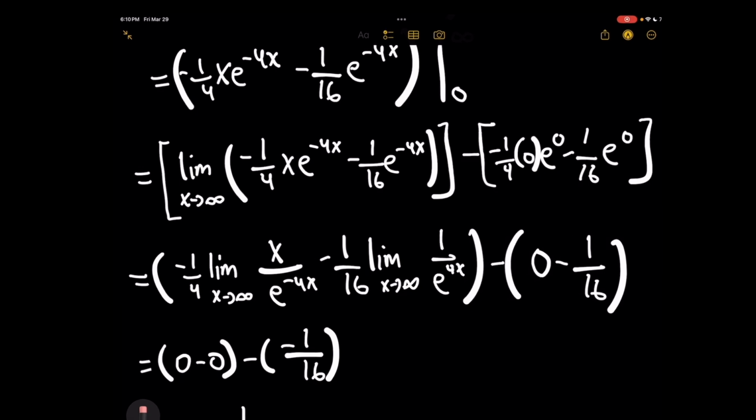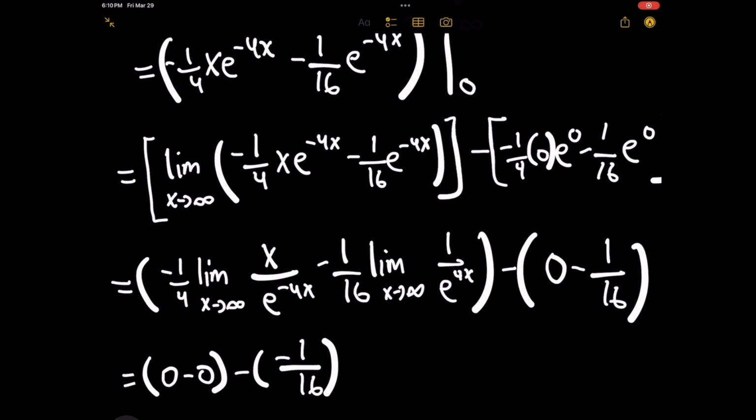Now, remember, when you take the limit as x approaches infinity of x e to the negative 4x, e to the negative 4x is the same as 1 over e to the 4x. Oh, and by the way, I actually made a mistake here. Can you find it? Leave a comment below. This is actually good practice because we all do this, right? What is the limit as x approaches infinity of x over e to the 4x? Do you remember what it is?